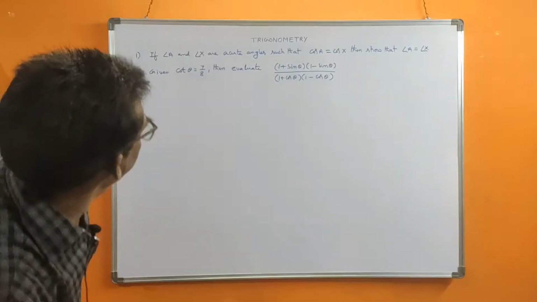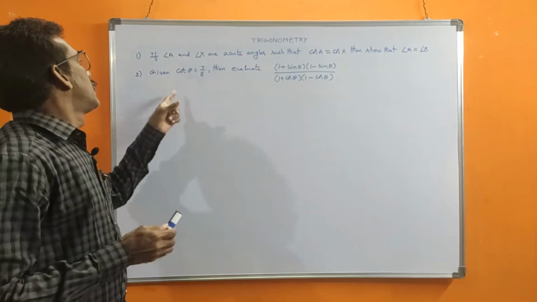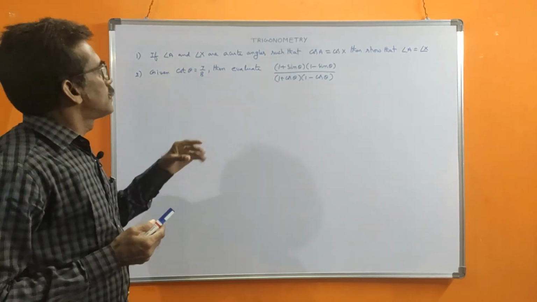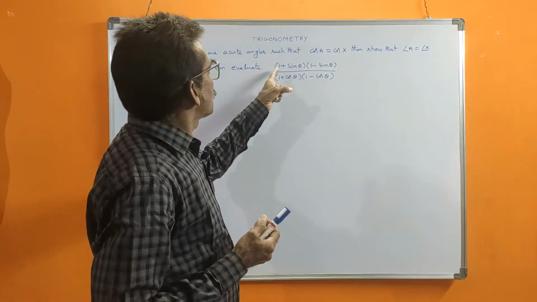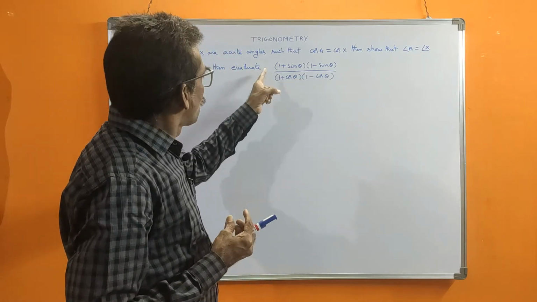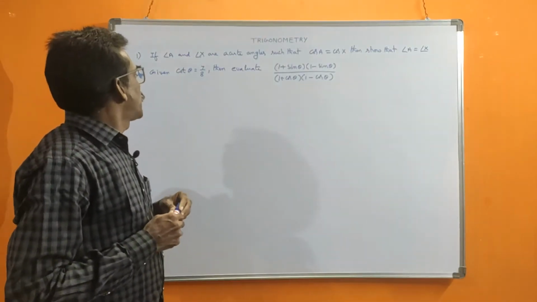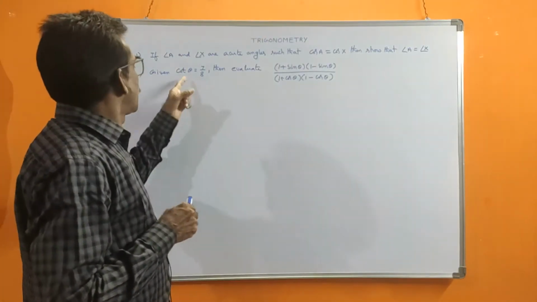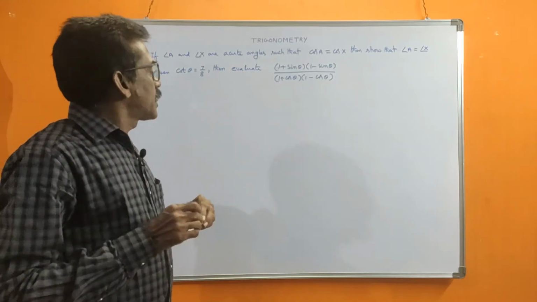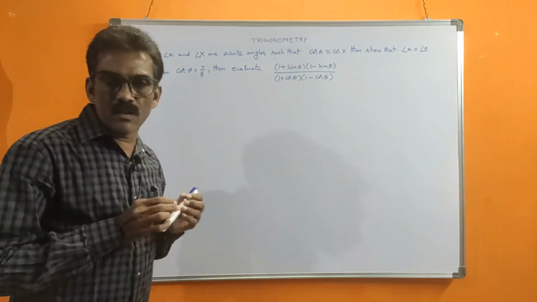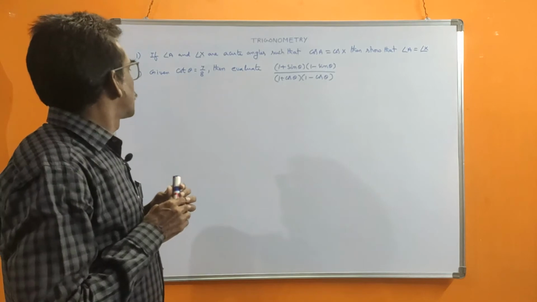Next problem. Given tan theta is equal to 7 by 8, evaluate (1 plus sin theta) into (1 minus sin theta) whole by (1 plus cos theta) into (1 minus cos theta). He gave one value but did not give the angle theta. So you can take any triangle and mention the theta, which angle we are taking as theta.